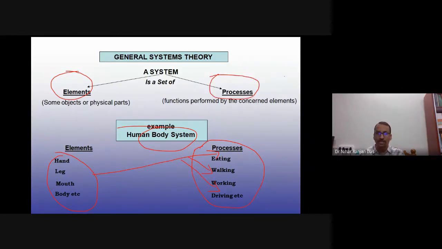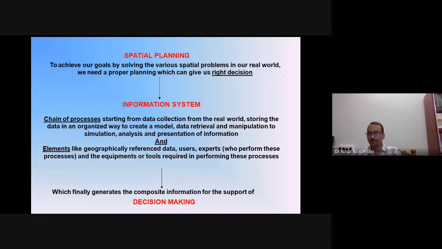Now let us come to what is a GIS system. It starts with spatial planning. What is spatial planning? The planning regarding spatial objects and phenomena. Already we have discussed the spatial, what are the spatial objects and phenomena? The real world objects and phenomena.